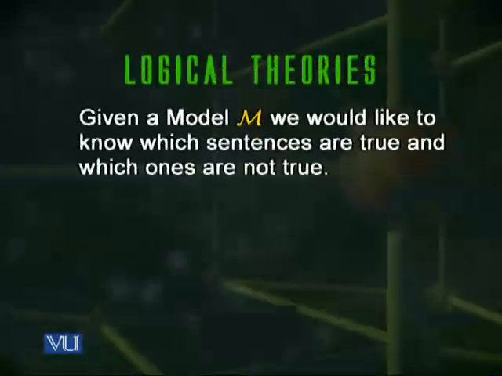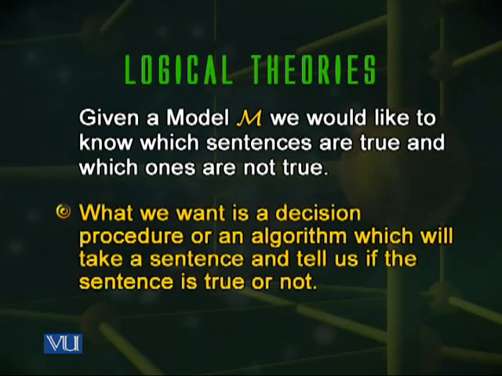So in order to say whether a sentence is true or not, we must look at the model. It depends on the model. A sentence can be true for one model, but false for another model. Once we have a model, we have actually given meaning to our sentences and they become true or false. Given a model M, we would like to know which sentences are true and which ones are not true. What we want is a decision procedure or an algorithm which will take a sentence and tell us if the sentence is true or not.